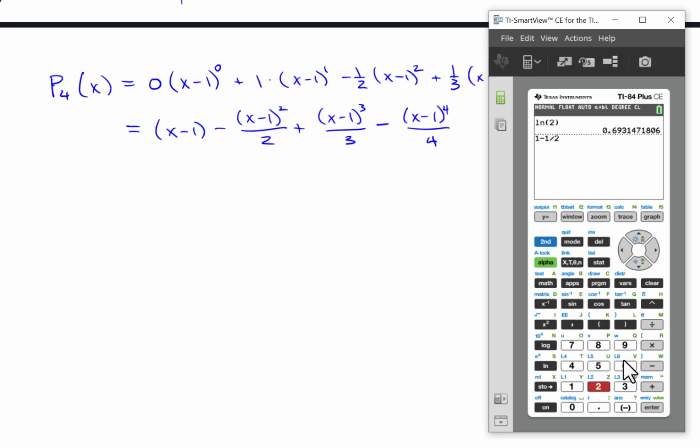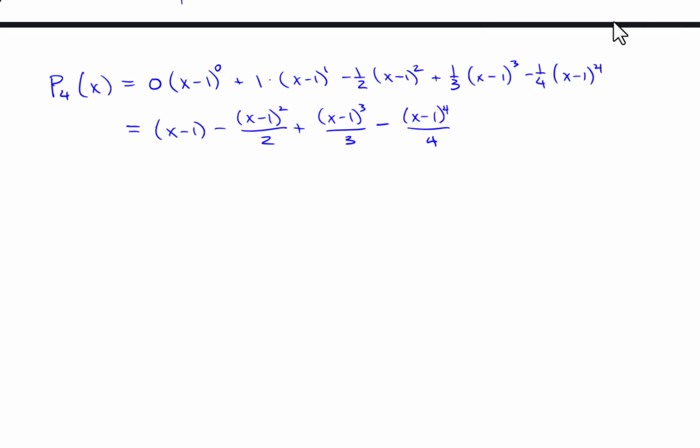2 minus 1 is 1, 1 cubed is still 1, so plus 1/3. And then minus 1/4. And then this value is not quite very close, but if I kept adding terms, that approximation would get better and better and better, ultimately leading to the value of 0.6931, for instance. But that's the idea.